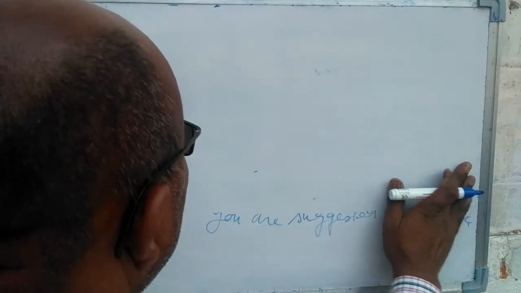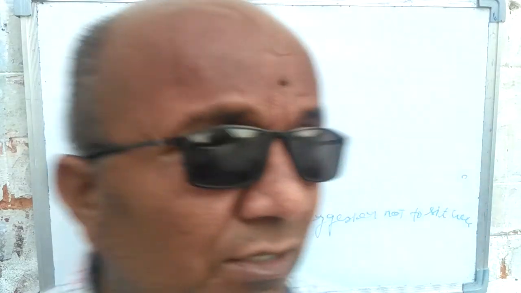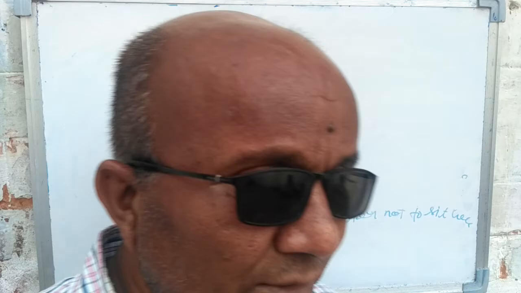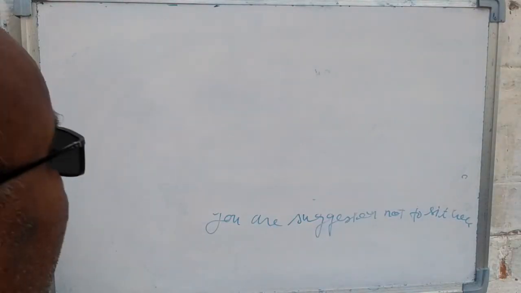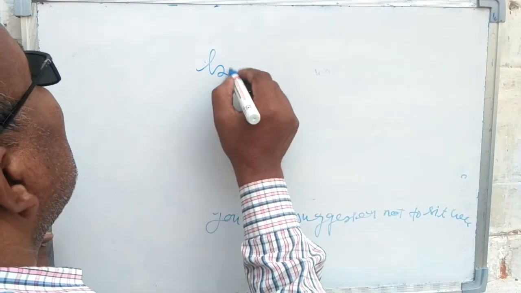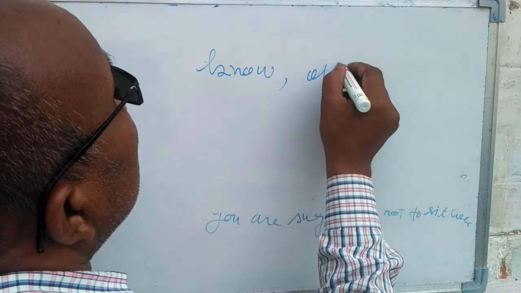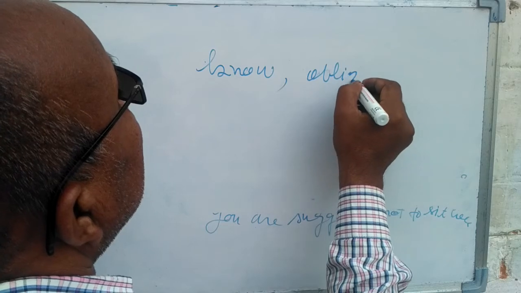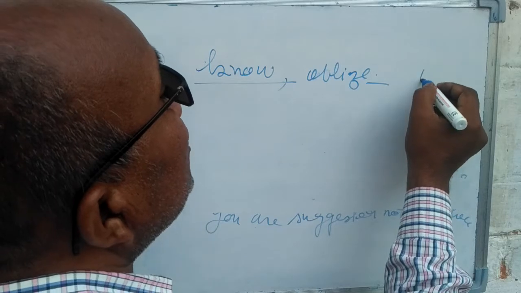There are some words that take special words in place of by. Means you will not use by. For example, if the main verb is know and oblige, then in place of by you will write to.